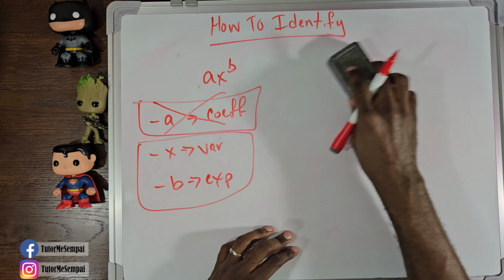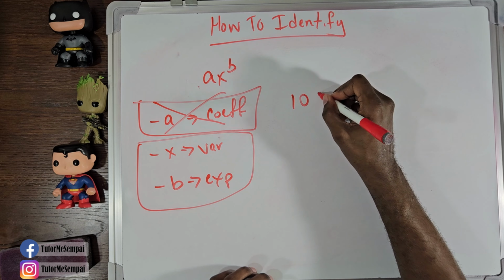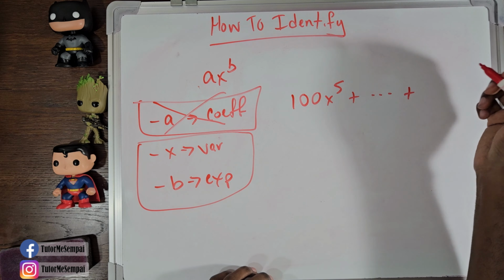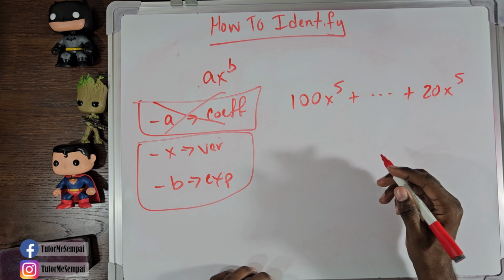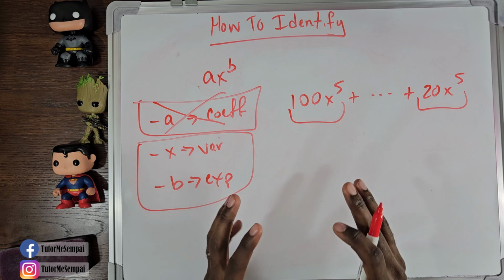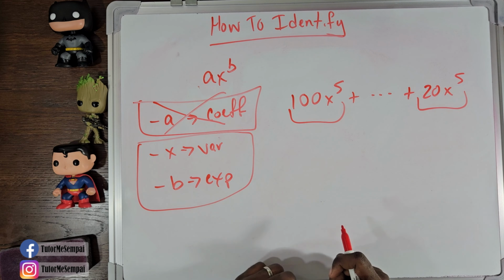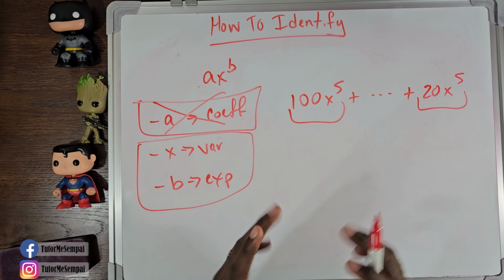And I said it before, coefficients do not matter. So you can have 100x to the fifth plus dot dot dot. You can have, let's say, 20x to the fifth, and these would still be considered like terms because you had the same pair, variable, exponent, pair. It doesn't matter what your coefficient is when identifying like terms.